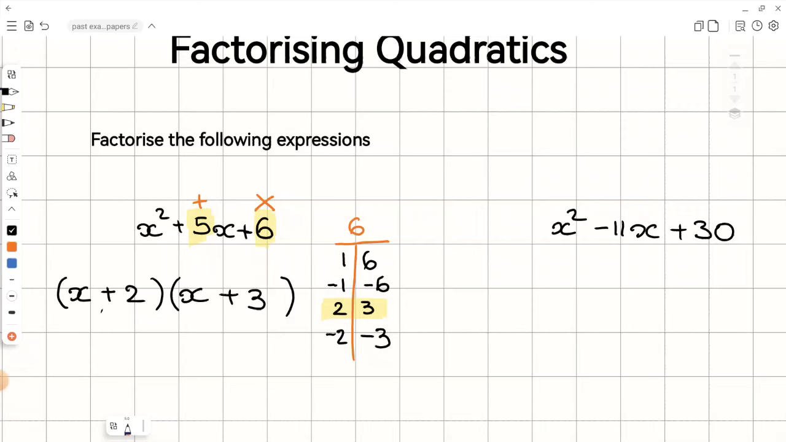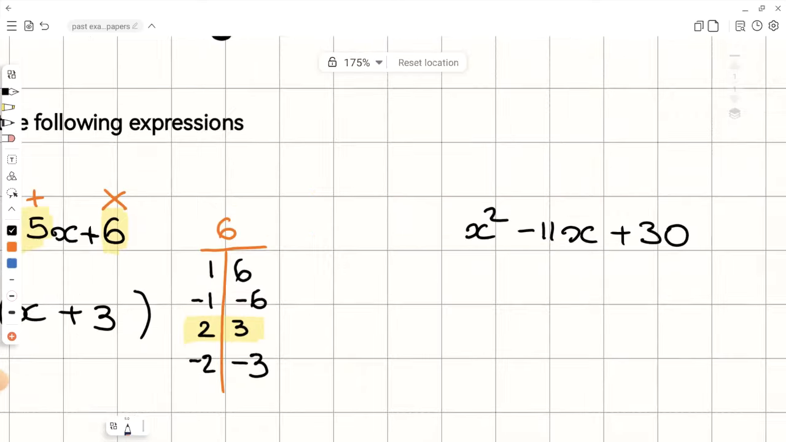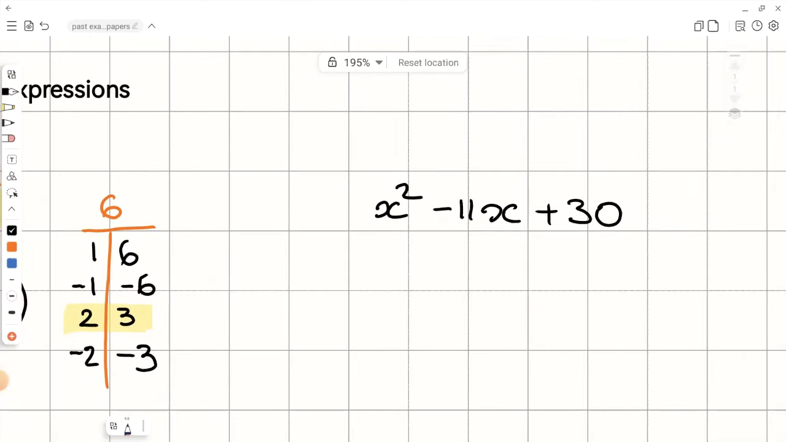My advice is to always double check your factorization by expanding these double brackets to ensure it matches the original expression. Okay, I'm not going to do that right now. So let's go and solve the second question.